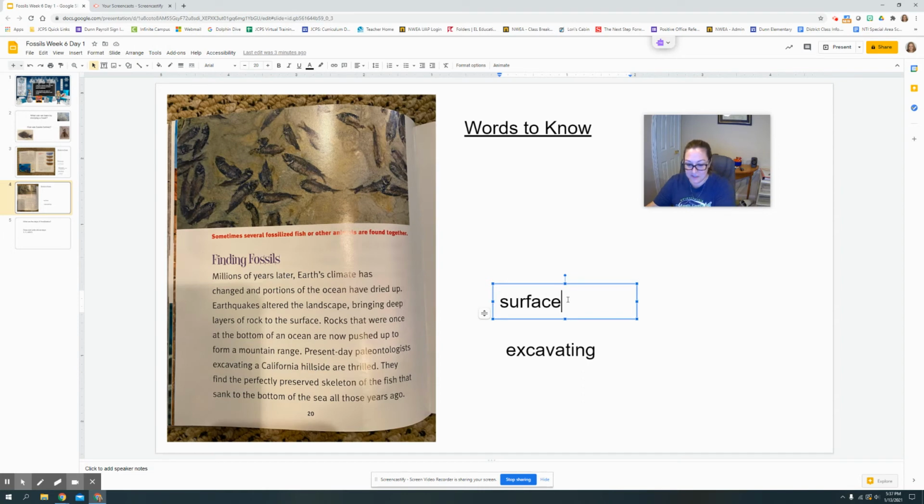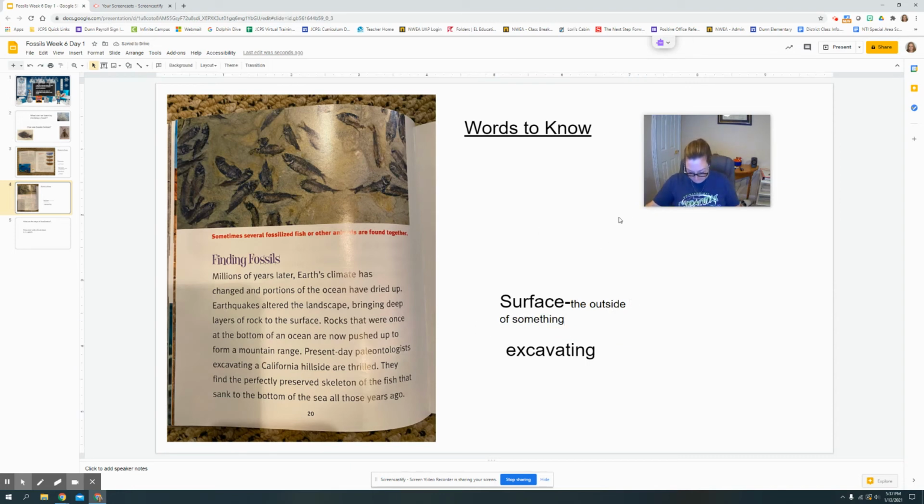Yes, let's get a definition for surface. So our surface is like the outside of something. So when you guys go outside and you stand on the ground outside, you're standing on the surface of the earth, the outside of the earth. That's the ground we live and we walk on.